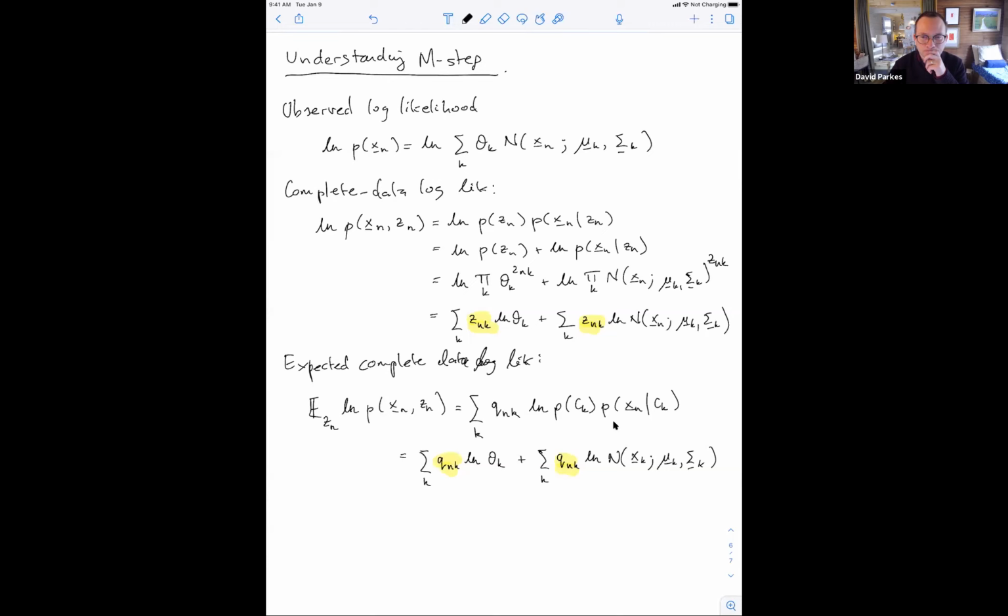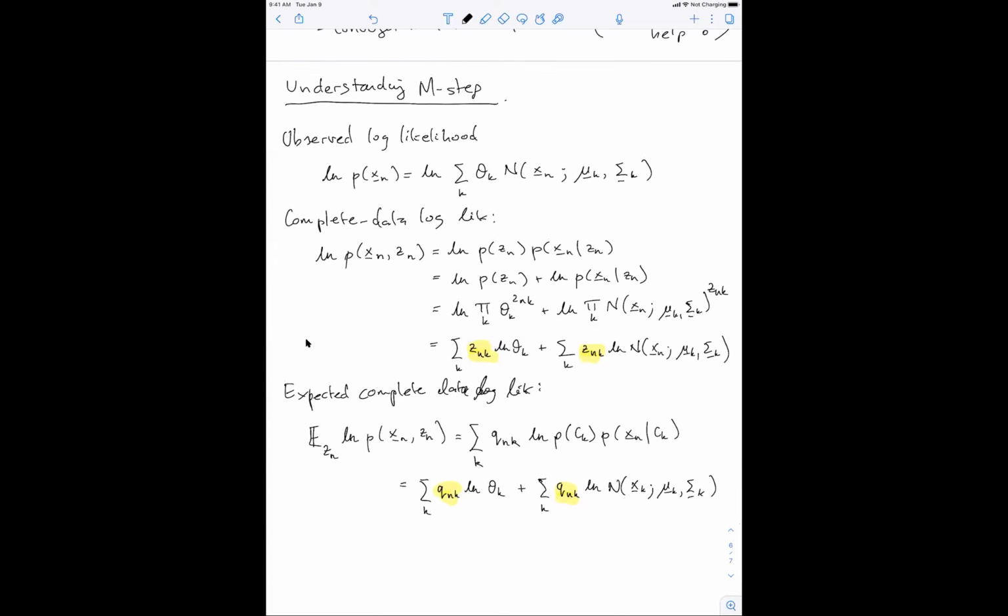Oliver. Yeah, I had a question about the top line, the p(x_n). Why again is it theta_k times a normal? Do you mind explaining that? Yeah, sure. What we're doing here, yeah, thank you, is taking the summation, we're marginalizing out.